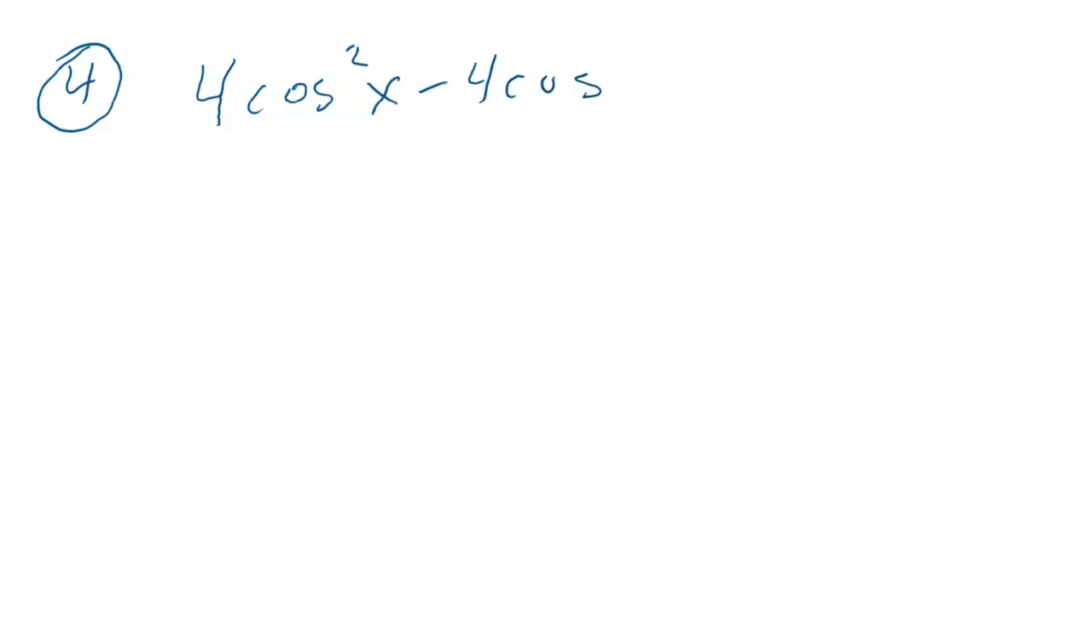Number 4. Let me double check that answer. Let's get number 4. Number 4 is 4 cosine squared x minus 4 cosine of x plus 1. I feel like this is the most basic, most common type of solving trigonometric equations. So anyways, I'm just going to factor.